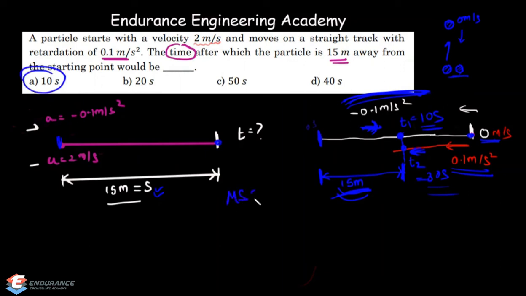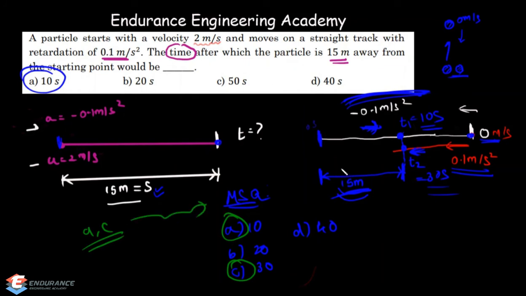But there is a possibility of an MSQ, multiple select question, here. Suppose A is 10, B is 20, C is 30, and D is 40. Then A is also a correct answer, C is also a correct answer. So both A comma C is correct. They can ask MSQ from this. This is MCQ, no issues at all. If they ask MSQ, these types of questions are possible. So you have to understand the basic concept. When it is moving this side, it passes through the same point. When it is coming back also, it passes through the same point, that is the point which is present at 15 meters from the starting point.